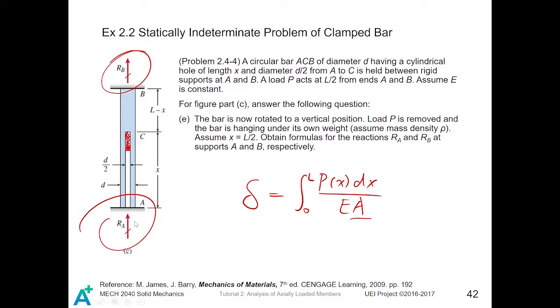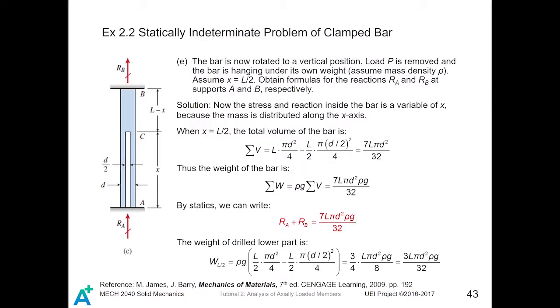In this case, we can see the areas for the two sections are both regular. The area is constant for both sections. However, the P, the tensile or compressive load, will be a variable of x.